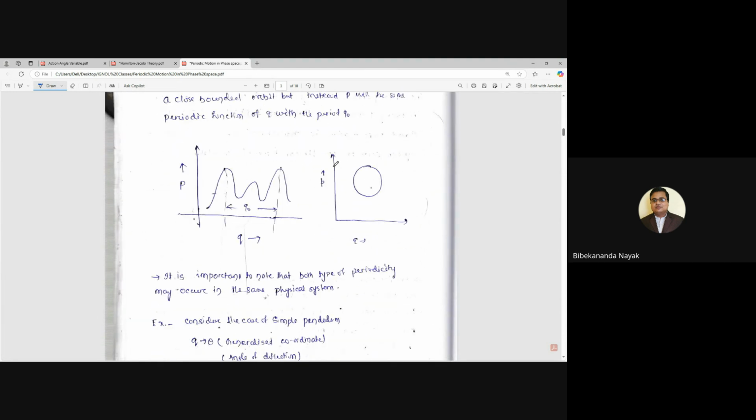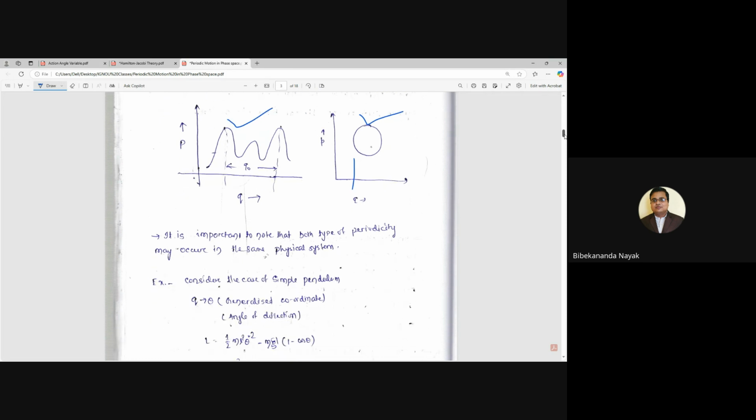So this is the picture of libration. This one is libration. This one is rotation. Clear? Both are periodic.